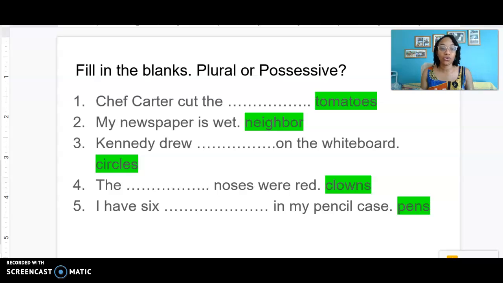Kennedy drew circles on the whiteboard, okay? He drew more than one circle. The circles don't own anything, so it's not possessive. The clowns' noses were red. In this case, there were multiple clowns, but they had noses, and we need to show that possession in this sentence. So we would need to add an apostrophe after the s. I have 6 pens in my pencil case. Do the pens own anything? No, it's just more than one pen. So we just add s normally for this noun.